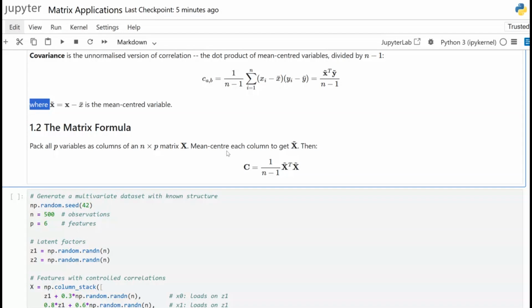So here, mean center each column to get x tilde, and we get the exact equation as I have already specified. C equals 1 divided by n minus 1 multiplied by x tilde transpose multiplied by x tilde. This equation computes all pairwise covariance among variables simultaneously. The element i, j is x tilde transpose multiplied by x tilde, which is the covariance numerator. And the result is always symmetric.